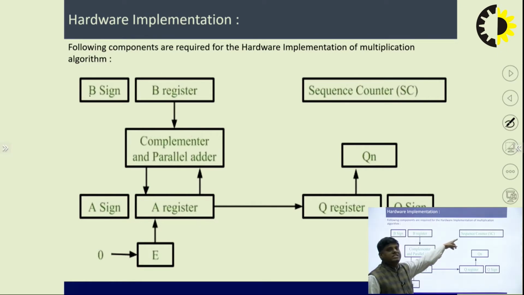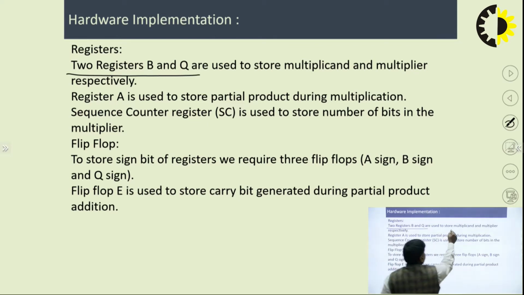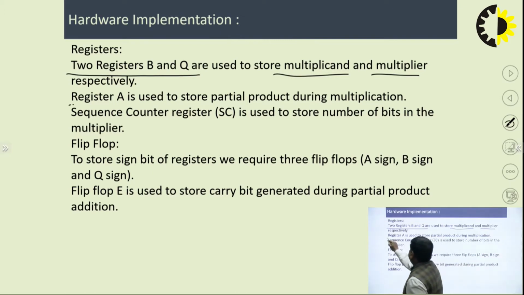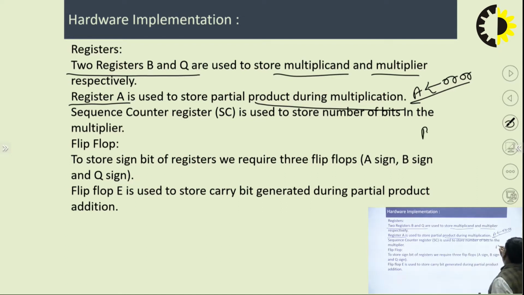With the help of the sequence counter, we count how many multiplications are required. Now here is register A, and two registers, B and Q, are used for the multiplicand and multiplier. With these we multiply the two values. In the starting, register A is used to store the product during the multiplication, and the value of A at the start is 0, 0, 0. In B we store the multiplicand, and in Q we store the multiplier.